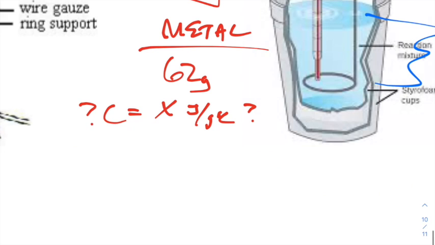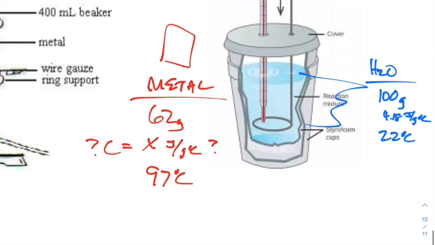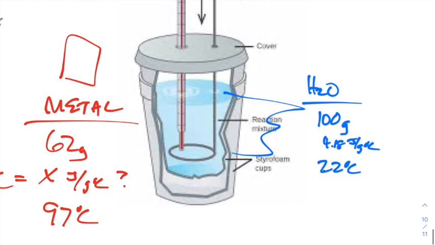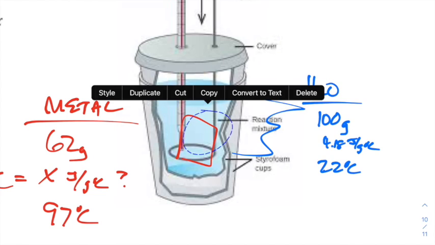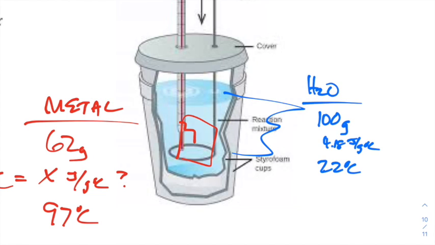Maybe I put it in some water that was kind of boiling over here, but I'm starting it at 97 degrees Celsius. Now what's going to happen is you're going to take that piece of metal and put it into the water. The metal is going to lose heat and the water is going to gain heat.